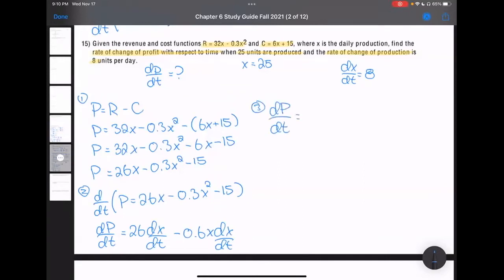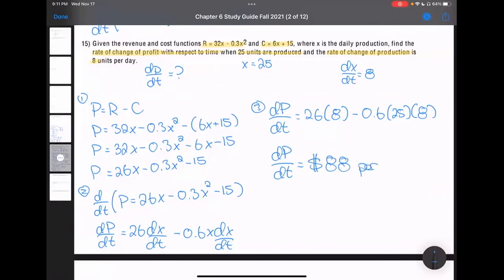So dP/dt, we know, 26 times dx/dt, which is 8, minus 0.6 times x, which is 25, and dx/dt again is 8, which would give us rate of change of profit is, I'll do this on my calculator, 26 times 8, $88 per day. We want to make sure we write per day.